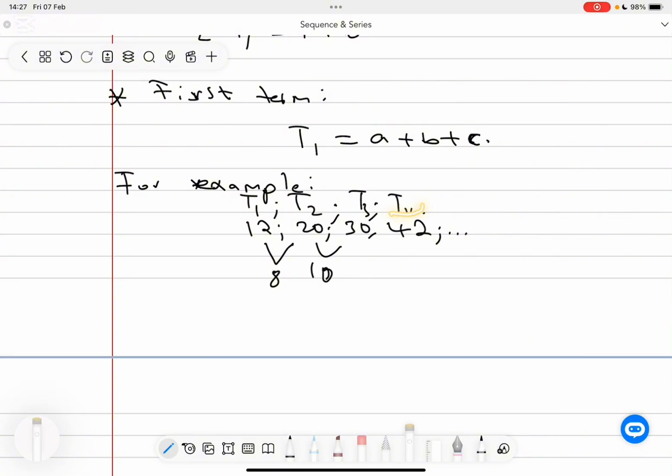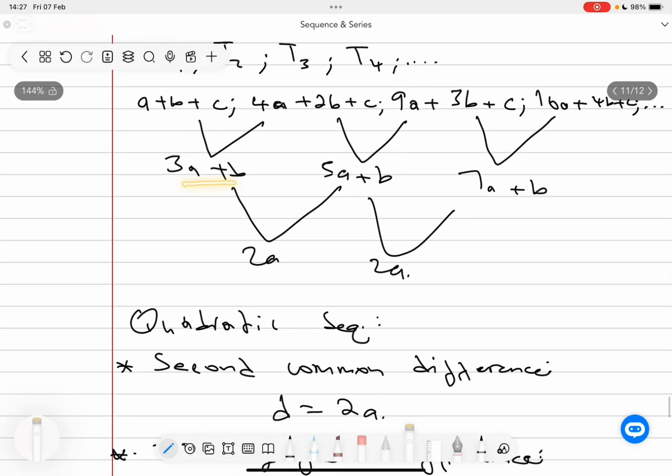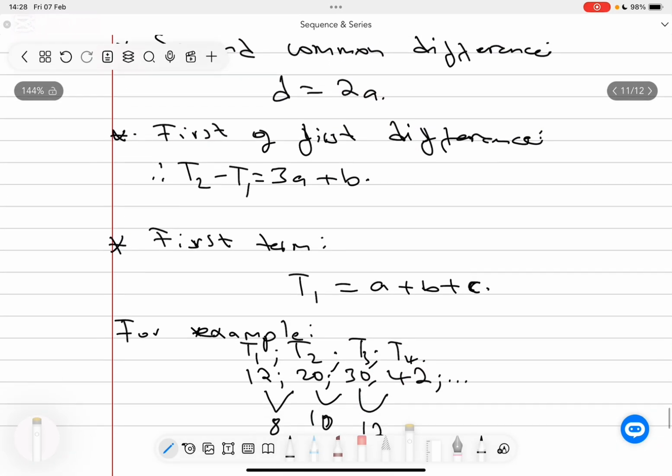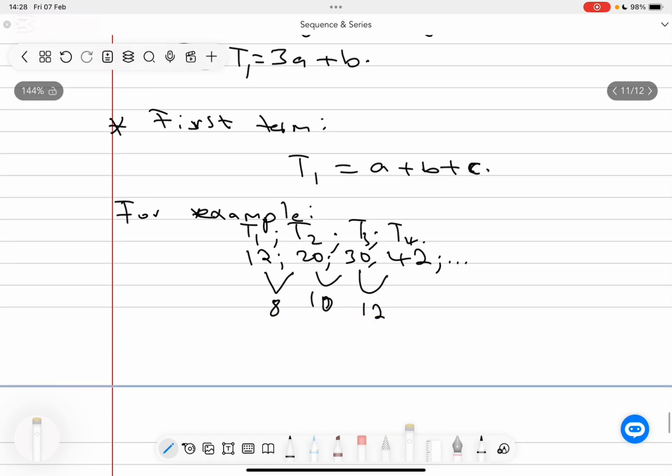Then I will also say term 4 minus term 3, right? 42 minus 30 gives me 12. And we can see here, as we were doing this in general, that these numbers are different. Do you see that I have different numbers? The first of the first difference is 8, the second of the first difference is 10, and the third of the first difference is 12.